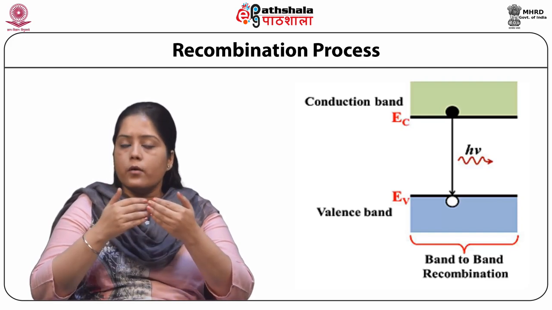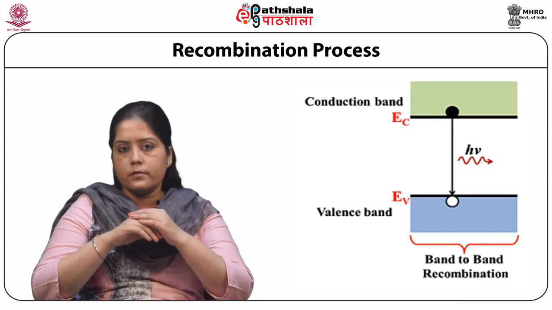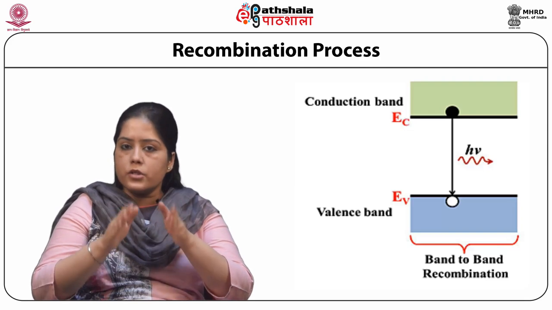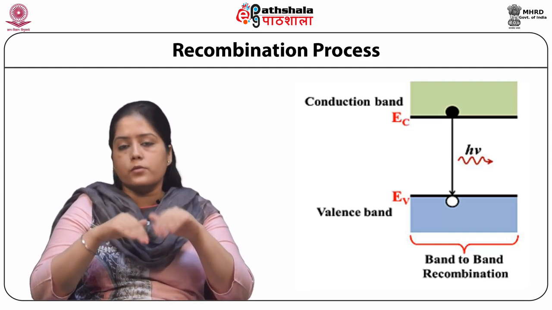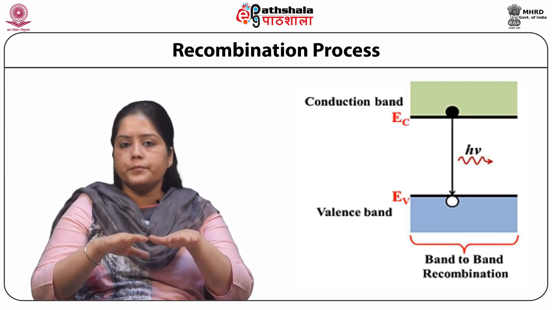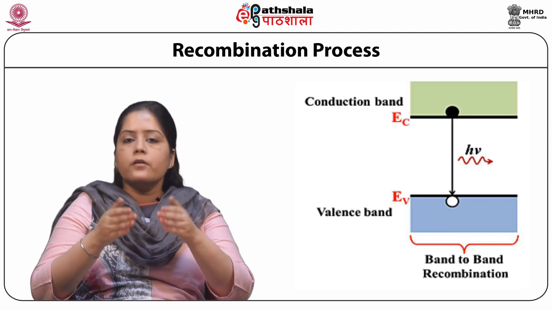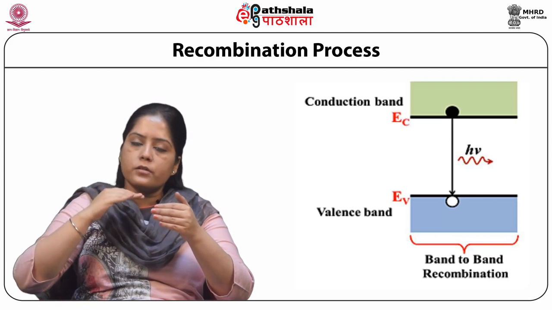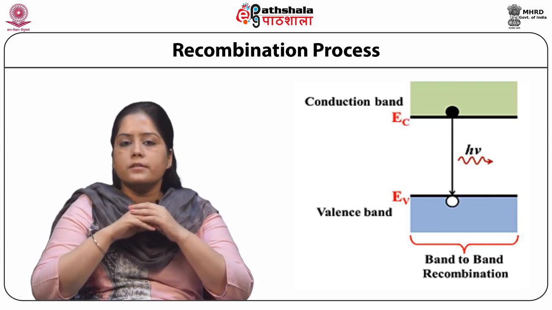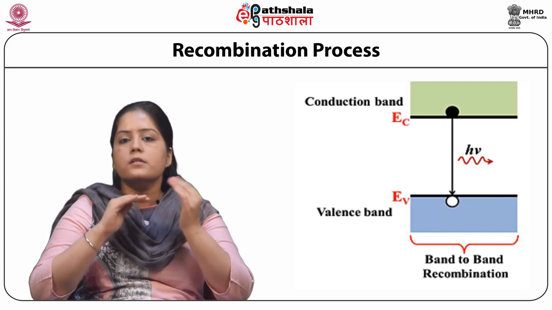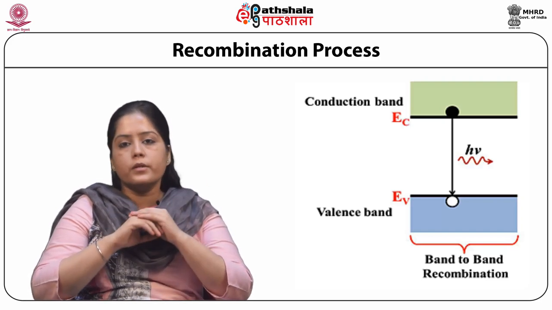Next, we will discuss the radiative recombination. The radiative recombination is just the opposite of absorption. That is, an electron from an occupied higher energy state makes a transition to an empty lower energy state, with the energy difference between the states the same as the emitted light. This has been shown in the figure also.